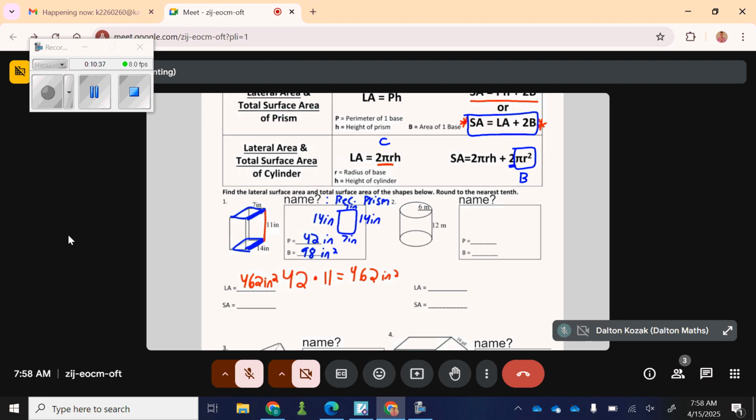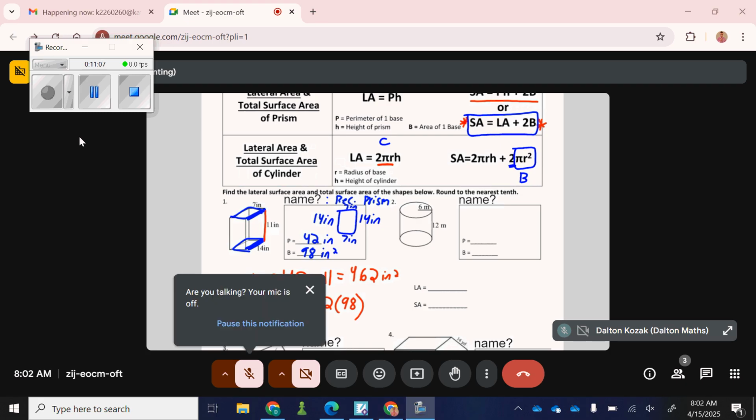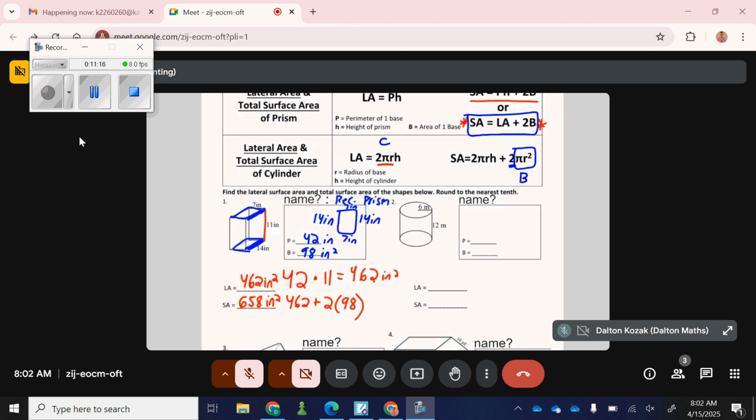Okay, so the surface area in total is going to be your lateral area plus the area of both of your bases. So you got 462 plus 2 times 98. You do 462 plus 2 times 98, and you end up with 658 inches squared.